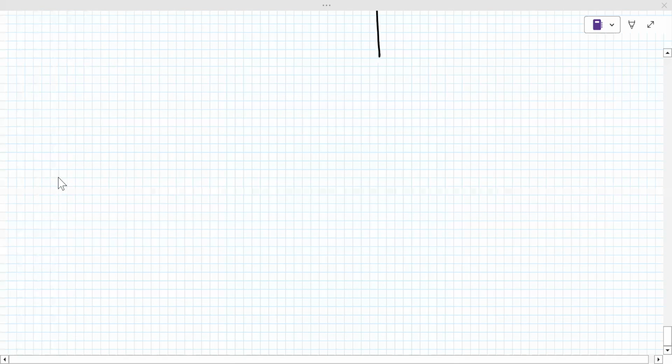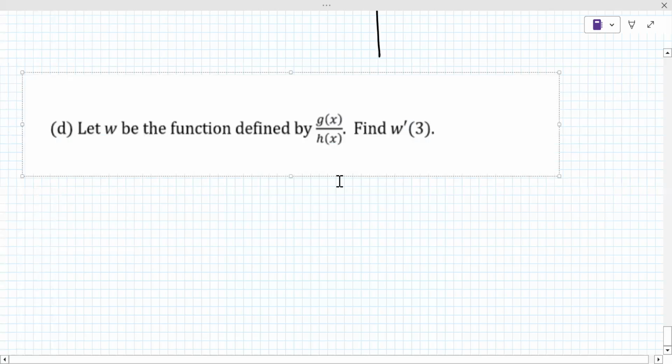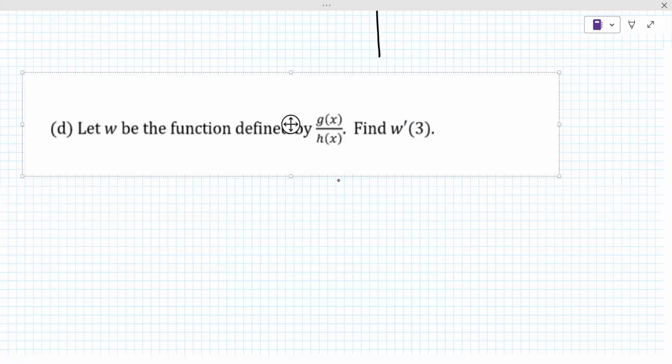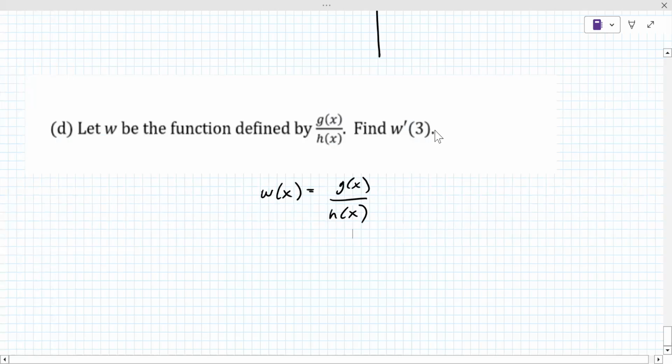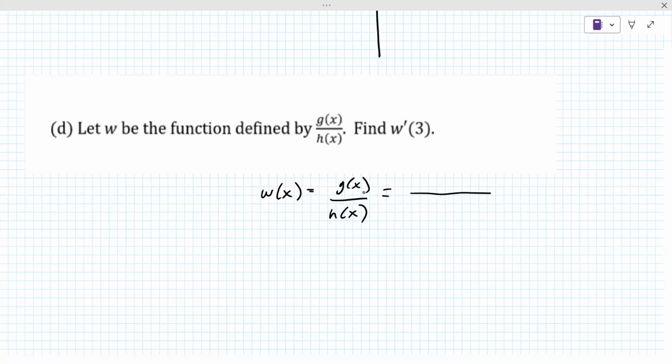Part D. All right. Let W be the function defined by g of x over h of x. It probably should have been set up like this: g of x over h of x. They want you to determine the derivative and then evaluate it at 3. What kind of derivative rules are you going to use for something like this? Quotient rule. Yes. So could you attempt to do that here for us, please, and let me know what you come up with?